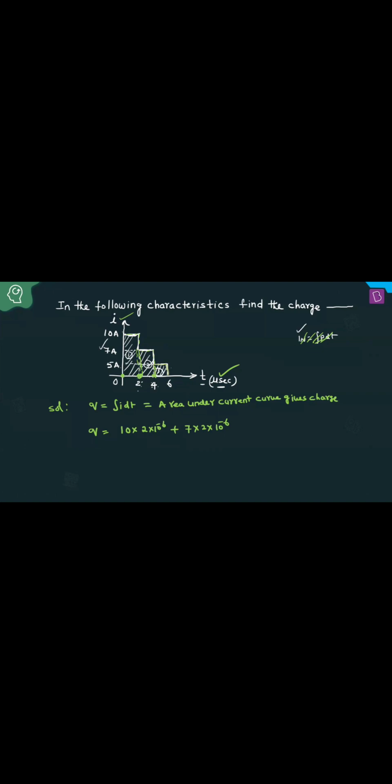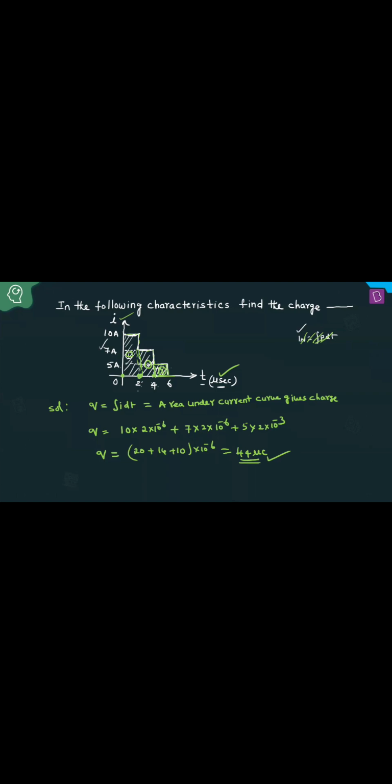Next, what about this one? This is 5, and this difference is 2. 5 into 2, 10 power minus 6. Can anybody tell how much charge you got? Area under the current curve gives the charge. This is 20, this is 14, this is 10, into 10 power minus 6. The answer is 44 microcoulombs. Is it correct? I got 44 microcoulombs.